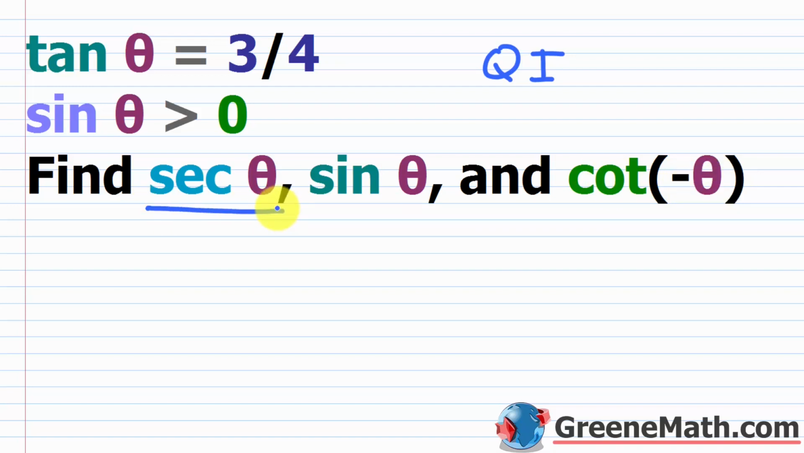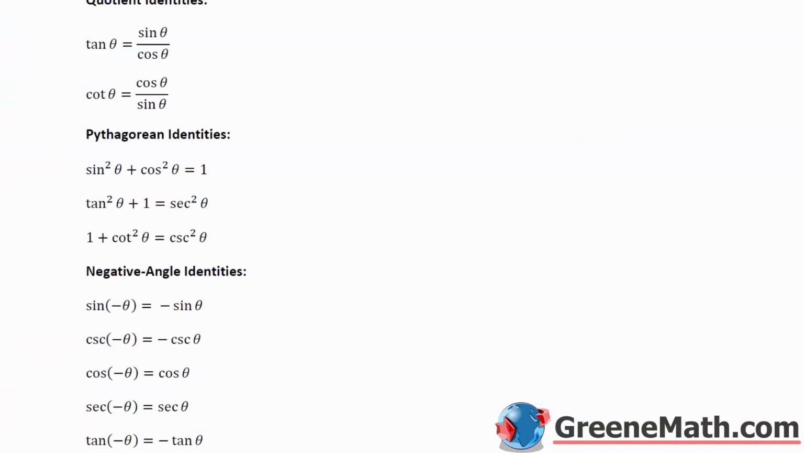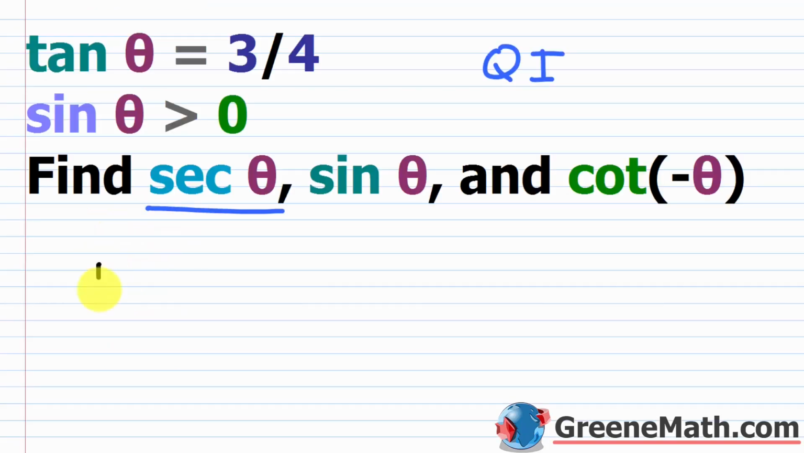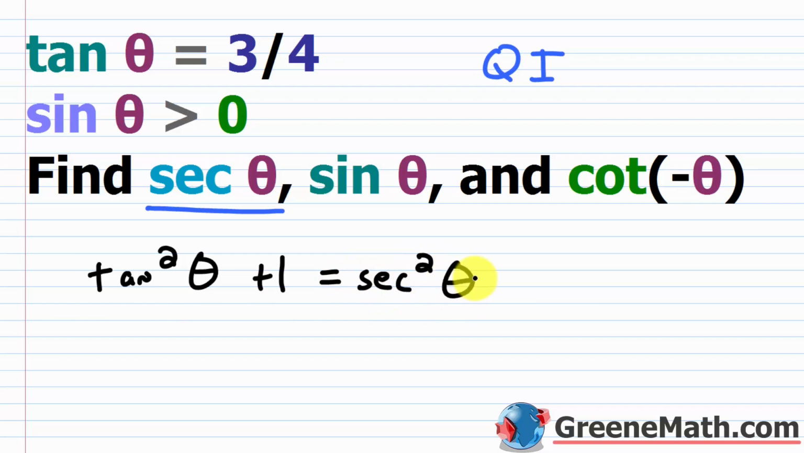How can we figure this out using identities? Well, let me pop this back open, and I want to look for a relationship between tangent and secant. I see that I have one here: tangent squared theta plus 1 equals secant squared theta. So let's write this out: the tangent squared theta plus 1 is going to be equal to the secant squared theta. Remember, and this is going to come up later when we're simplifying trigonometric expressions, this is the same as if I had tangent theta, quantity squared. This is just a different way to write this.